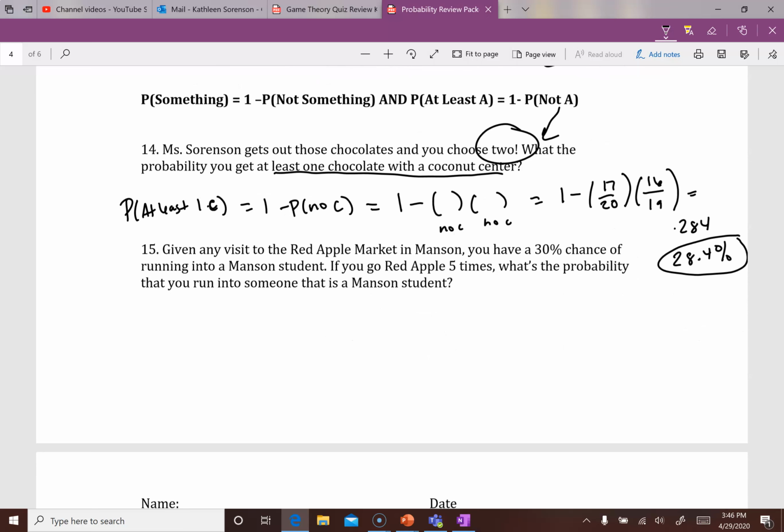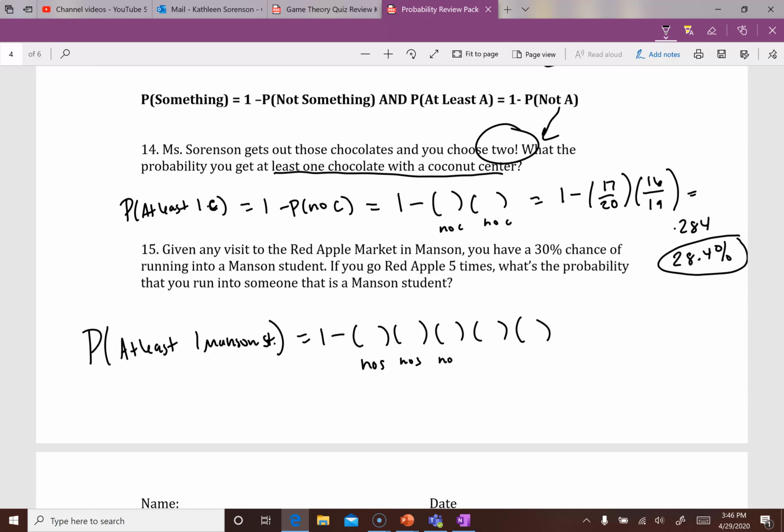All right, given any visit to Red Apple Market, you have a 30% chance of running into a Manson student. If you go to Red Apple 5 times, what's the probability you run into someone that is a Manson student? So the probability of running into at least 1 Manson student is going to be equal to 1 minus the probability of not running into a student 5 times in a row. So it'd be no student, no student, no student, no student, no student. So that probability is going to be the same thing every time.